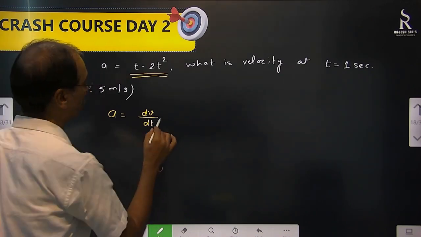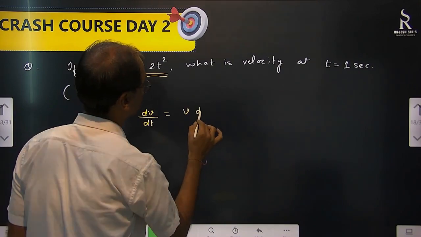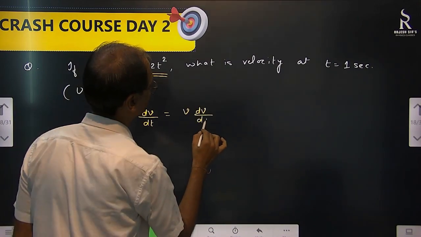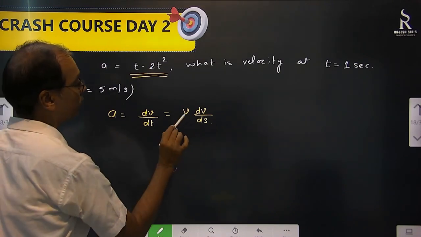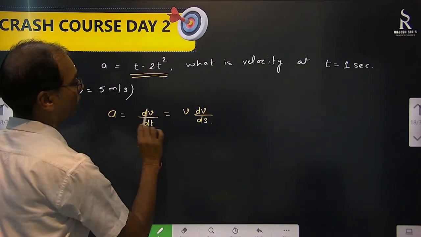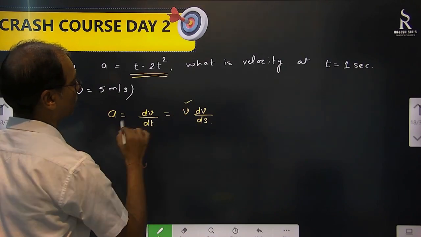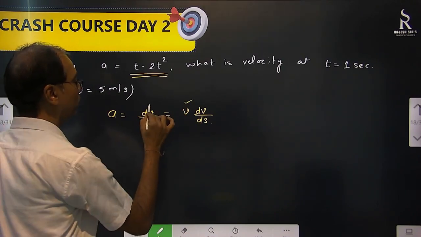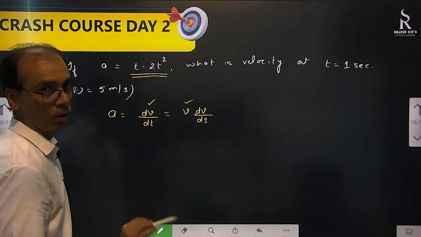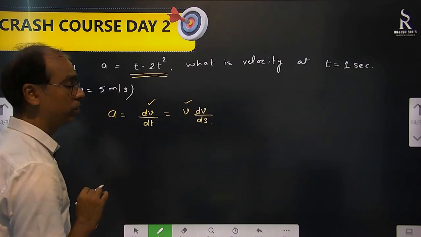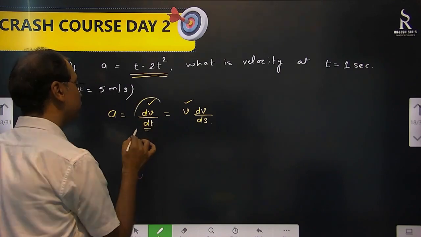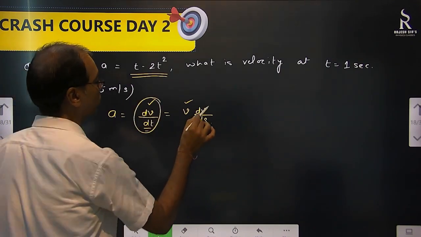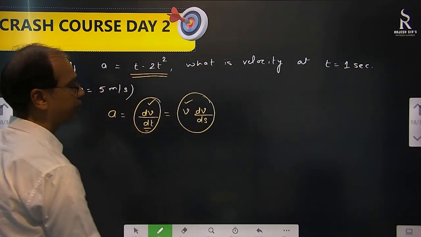One more formula is there, v dv by ds. If acceleration is given in terms of position, then we use this formula. And if it is as a function of time, we use this. Both are important for us, so you should know both. When acceleration is given as a function of time, use this formula. If it's given as a function of position, we'll use this formula.